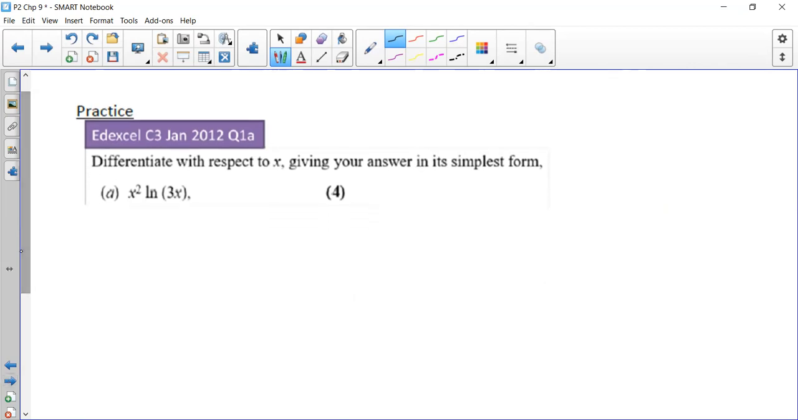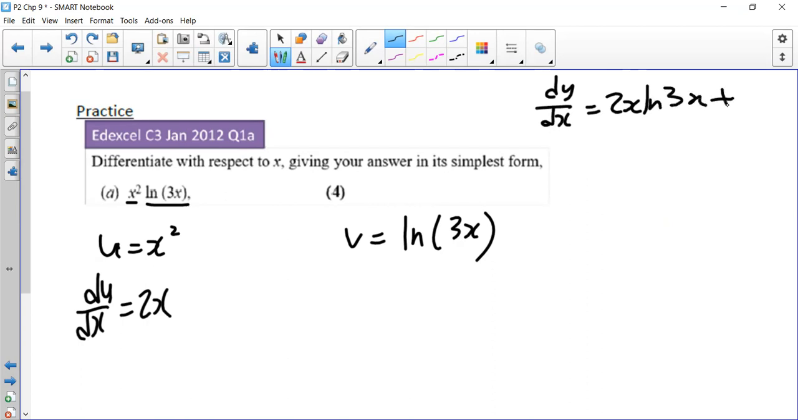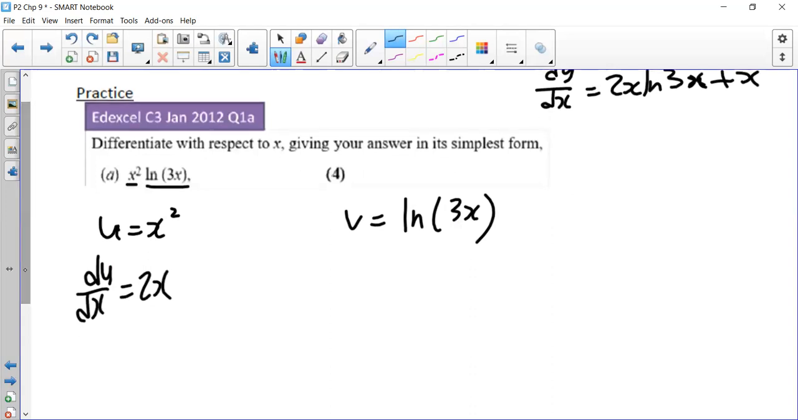Right, so to differentiate this, take a product rule because x squared and ln 3x. So u equals x squared and v equals ln 3x. Differentiating u is 2x. And by the way, if you want the final answer, the final answer dy by dx equals 2x ln 3x plus x. If you got it right, well done. Okay, move on. All right, so that's the end of the lesson for you. But if you don't, let's go through.